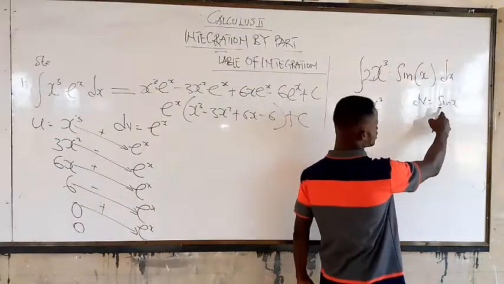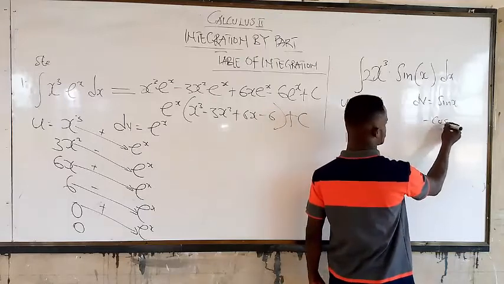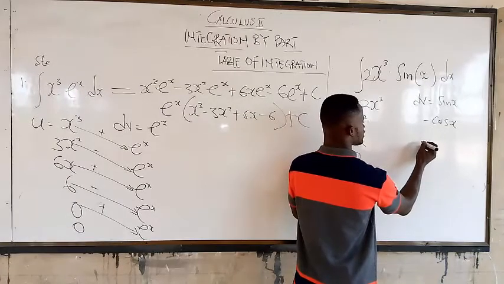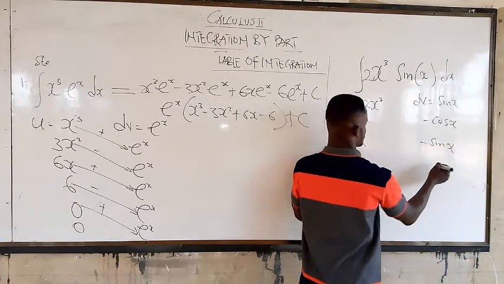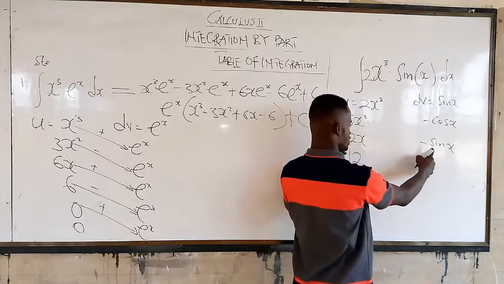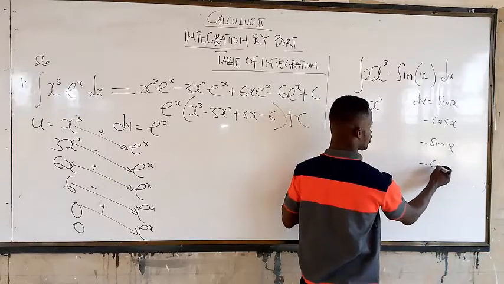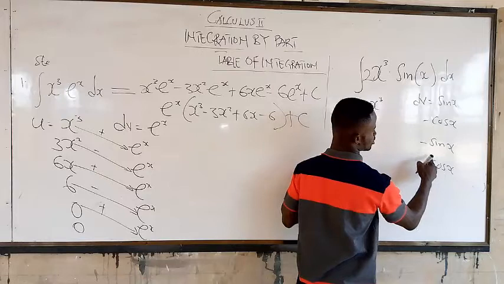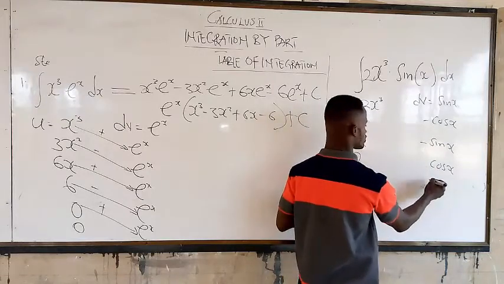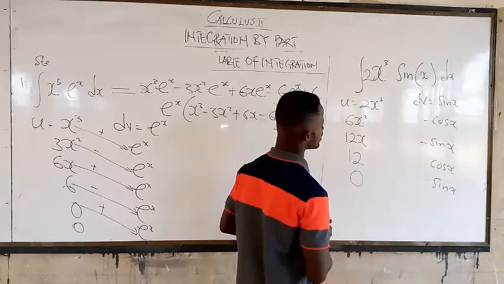Now integrate this, you get negative cos s. Here you get negative sin s. When you integrate this, you get this. When you integrate this, you get this. When you integrate this again, you get negative cos s. No, it will be positive. Then integrate this, you get negative sin s. Now you match.